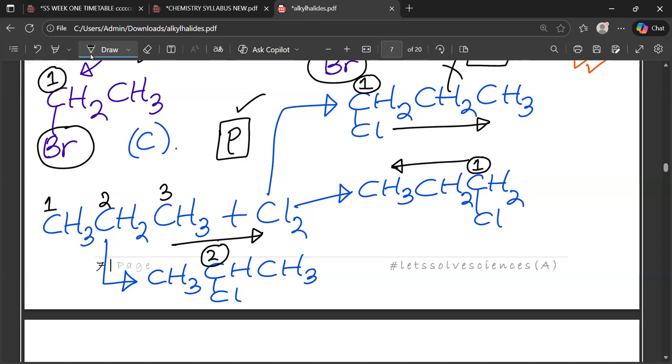And since it can occupy more than one position, the position will matter. Where it occupies position 1, we call it 1-chloropropane because the chloro group is sitting at carbon number 1 of the propane chain. Where it is sitting on carbon 2, we call it 2-chloropropane. Why? The chloro group is sitting on the second carbon of the propane chain.